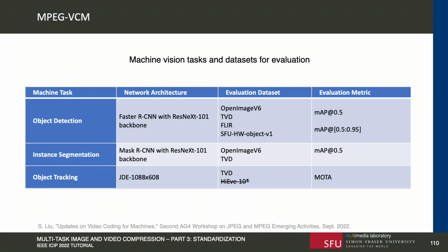These are the machine vision tasks under consideration in MPEG VCM. So we have object detection, instance segmentation, and object tracking. And for each of these tasks, a certain backbone is the focus of the work. And there are a number of data sets and evaluation metrics that have been agreed upon to give a sort of structured framework for evaluation.